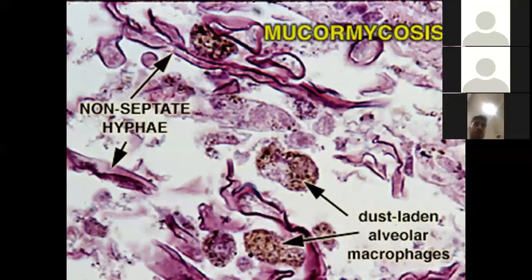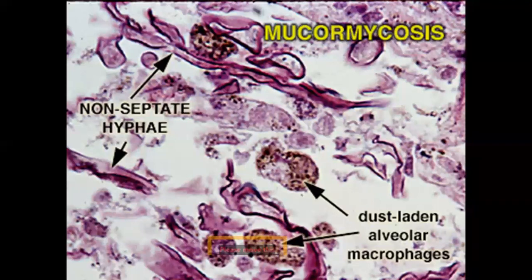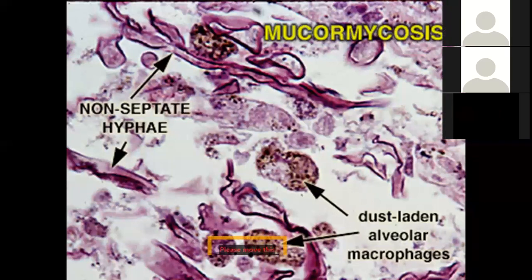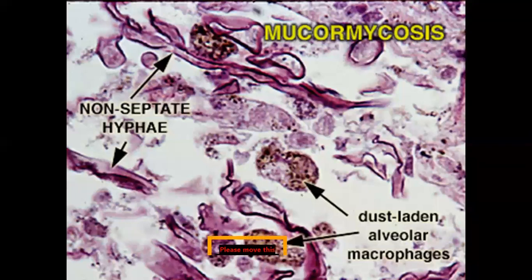They are non-septate pseudo hyphae, and if you can see in the slide, you have dust-laden alveolar macrophages, and you have some non-septate hyphae. Mucor is the second angio-invasive fungus. It is a deadly fungal infection. This fungal infection is seen in immunocompromised patients. This is one of the typical pictures of mucormycosis. It is a respiratory tract infection.